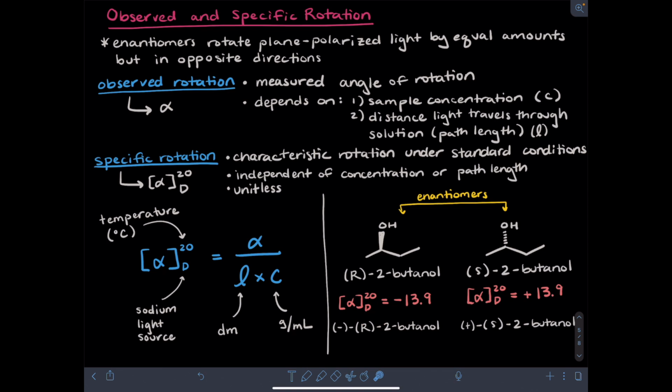You can write the sign that the light was rotated in front of the name if you want to. So because the specific rotation was negative for R-2-butanol, the name could be written as negative R-2-butanol, and then the opposite for the S molecule. The specific rotation was positive, so you could put a plus sign in front of the name.